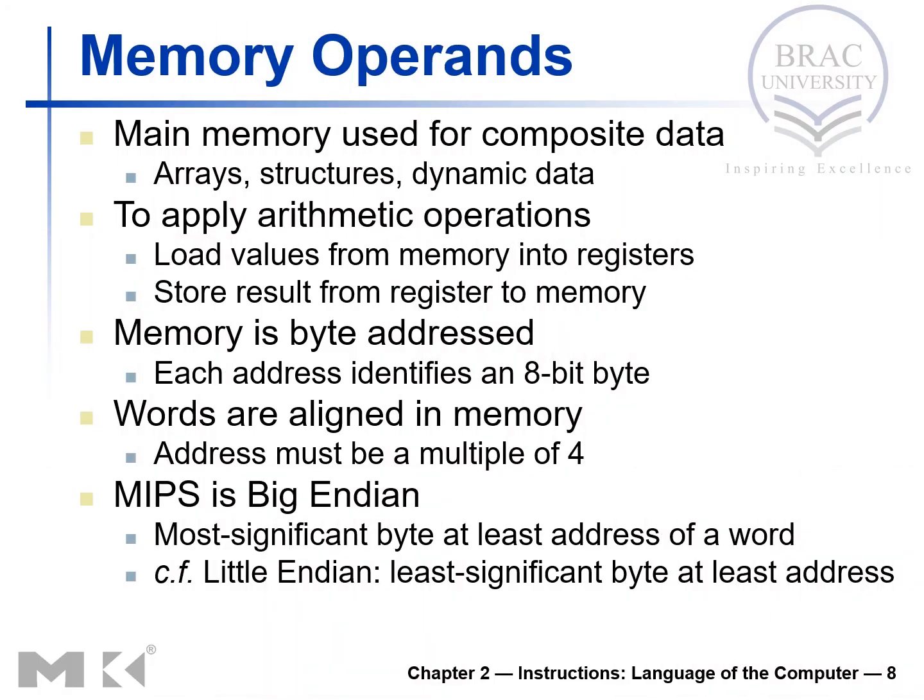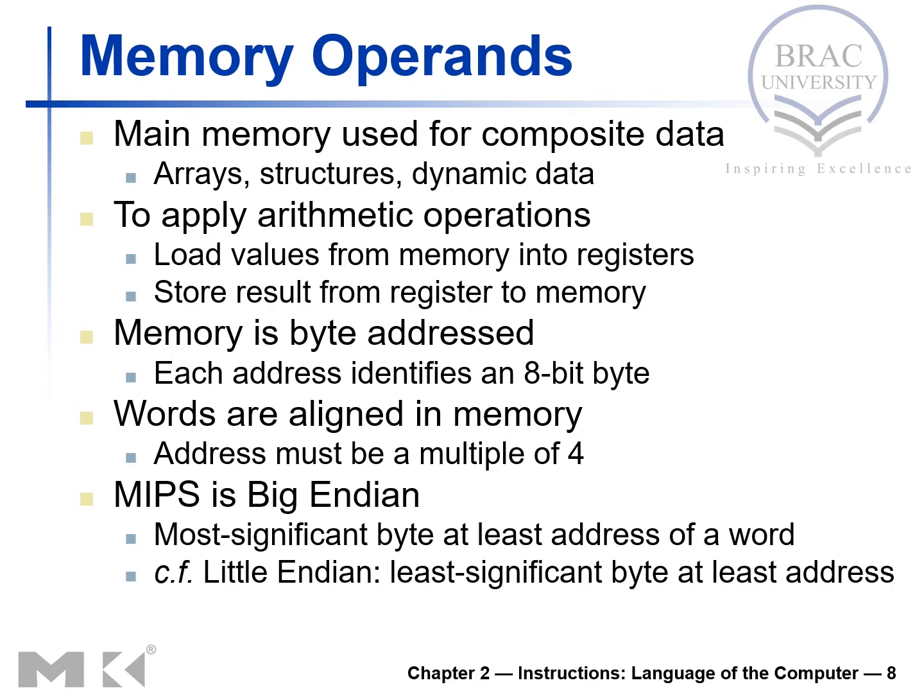Memory operands. Main memory is used for composite data. So what is composite data? Data such as arrays, structures, and dynamic data are composite data. These kinds of data cannot be directly stored in registers. So we need to assign memory locations inside the main memory for storing them. But when we are performing some arithmetic operation, we need to bring this composite data to the register file.